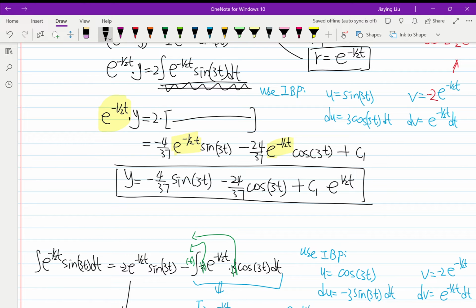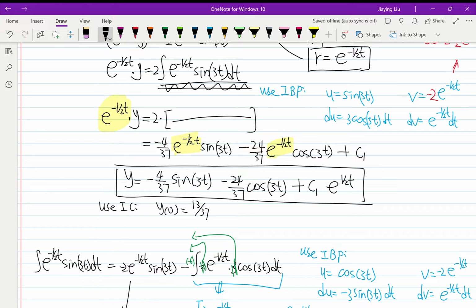So that's the general solution. And now we need to plug in the initial condition. It looks long, but it's actually not that bad. So if we use the initial condition, y of 0 equals 13 over 37, I think that's a good number to put in there. It's really nice when we put 0 for t, right?